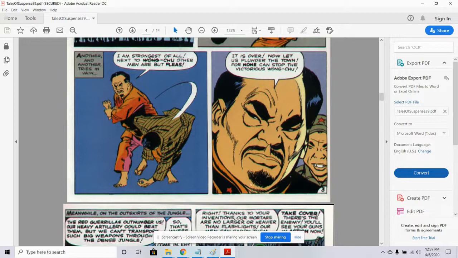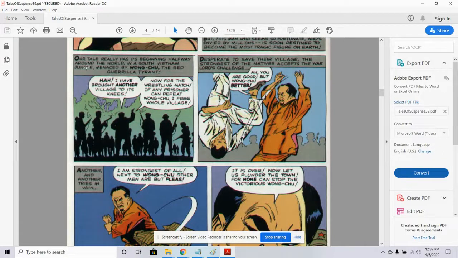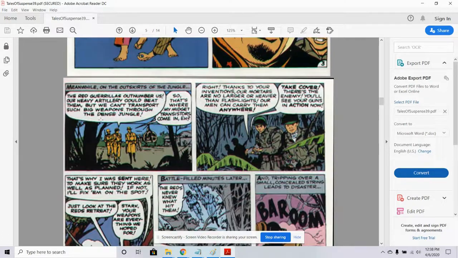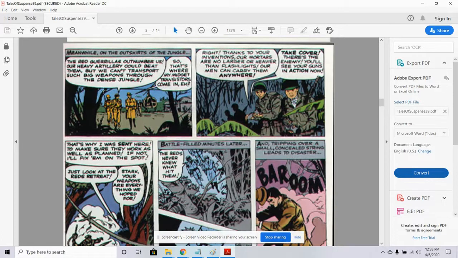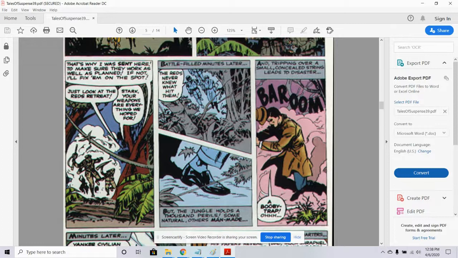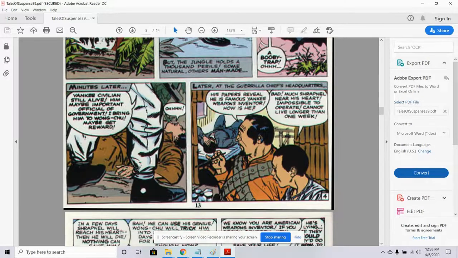So here we have our bad guy. This is Wong Chu. If you didn't notice, we've now gone into the South Vietnam jungle. So our location has changed from a US military base. And down here, we have on the outskirts of the jungle, we see Stark walking in to the forest. He's doing some work with the military, and he trips on a wire, which causes an explosion. So it's a booby trap. And then from there, we see that he's captured.